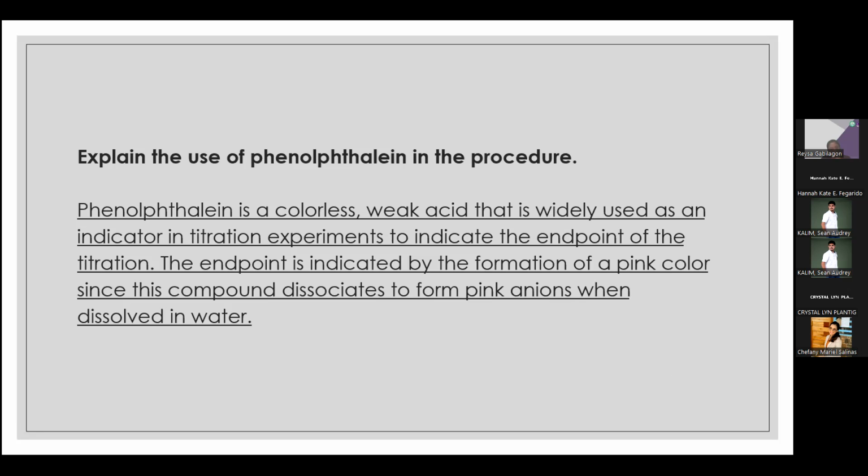Explain the use of phenolphthalein in the procedure. Phenolphthalein is a colorless, weak acid that is widely used as an indicator in titration experiments to indicate the endpoint of the titration. The endpoint is indicated by the formation of a pink color since this compound dissociates to form pink ions when dissolved in water.